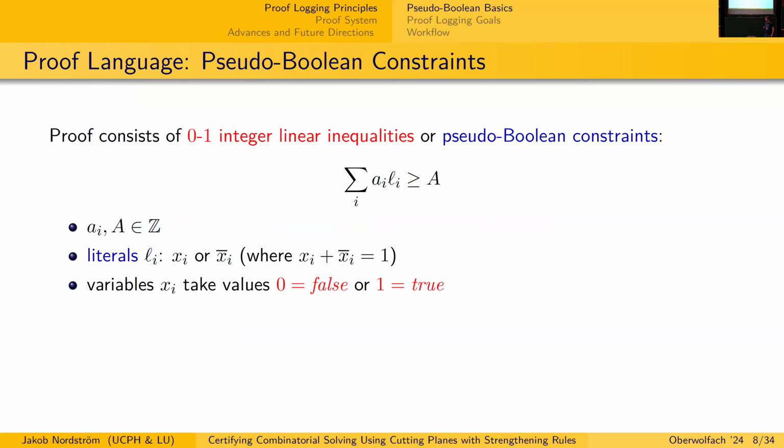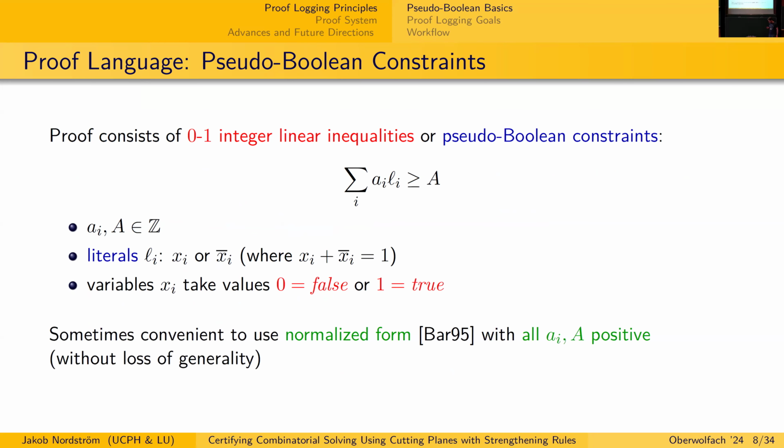So we have 0-1 integer linear inequalities. They're called pseudo-Boolean constraints on the applied side, so I'm probably going to say that. The main thing we should keep track of is that it's useful to have these inequalities over literals so that I can always pick my coefficients to be non-negative. This is called normalized form. This is without loss of generality, so just keep it in mind. It will make stating the rules a little bit simpler.